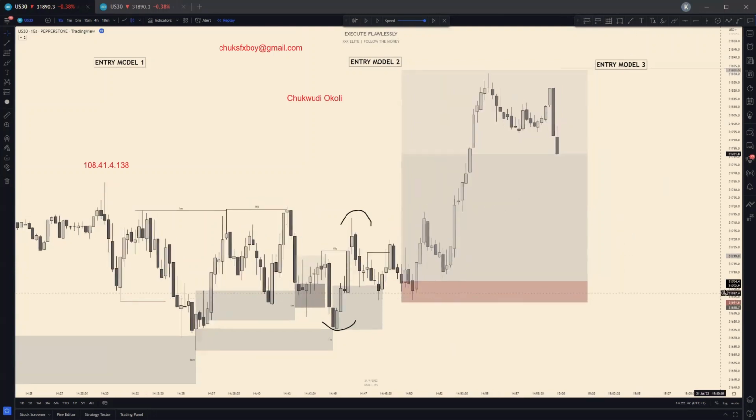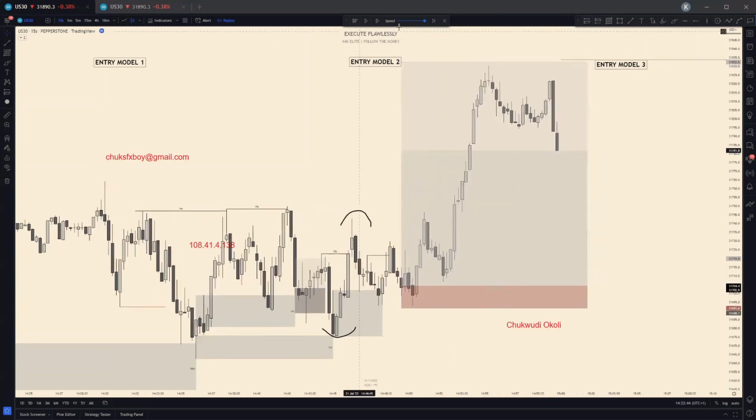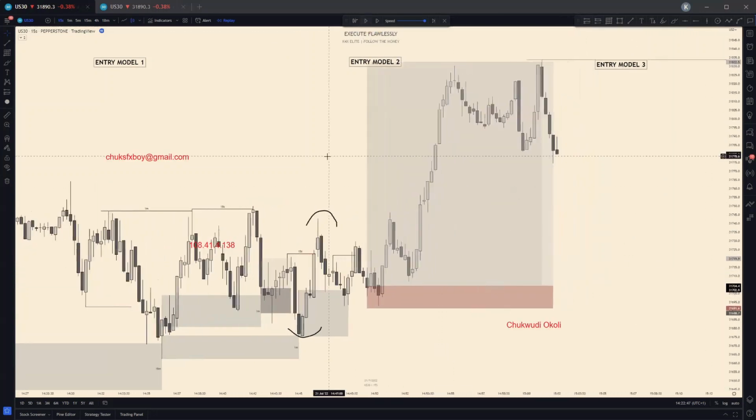That's entry model 3. Any questions? Any questions? This is like a 2-hour call, bro. Holy crap.